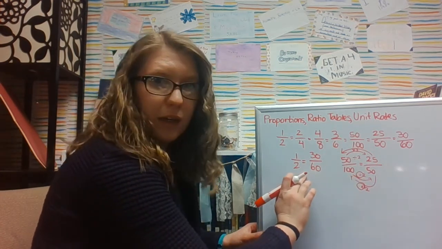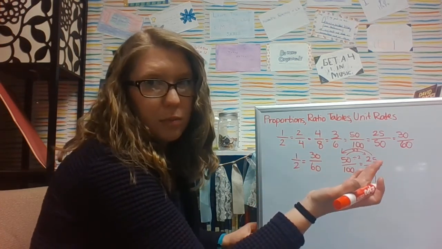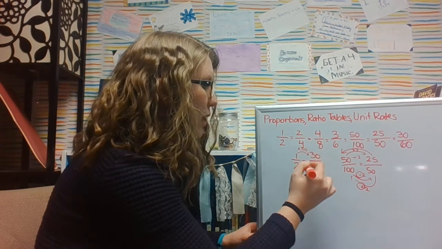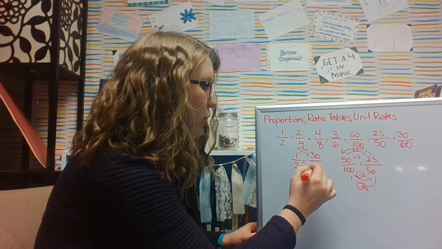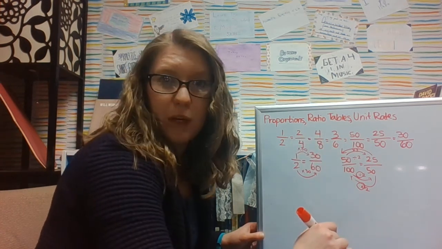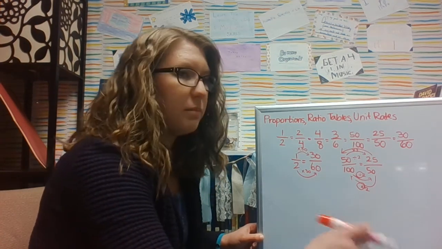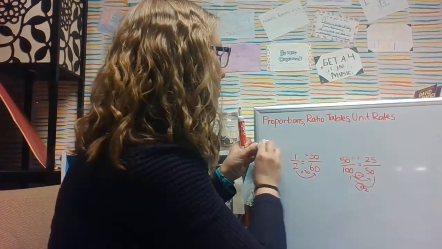So when I look here, I think, okay, 1 to 30, that's pretty easy. I need to multiply by 30 to get to 30. And then here, from 2 to 60, multiply by 30. So whatever I do to my numerator, I have to do to my denominator, and that's how I get that proportion.